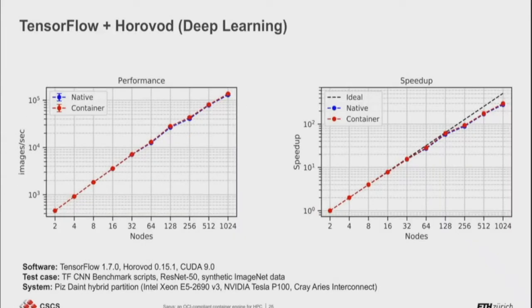Moving over to TensorFlow with Horovod, because if we don't talk about AI, we are not in a post-2011 world, I would say. So this is distributed deep learning training with reference TensorFlow CNN benchmark scripts, always on Piz Daint, and we go all the way up to 1024 nodes with some acceptable scaling profile, I would say. I'm quite happy with this data. We go over 100,000 images per second in training ResNet 50.